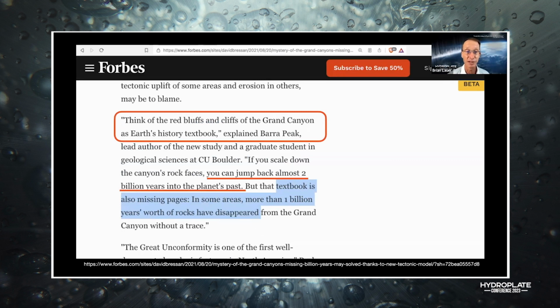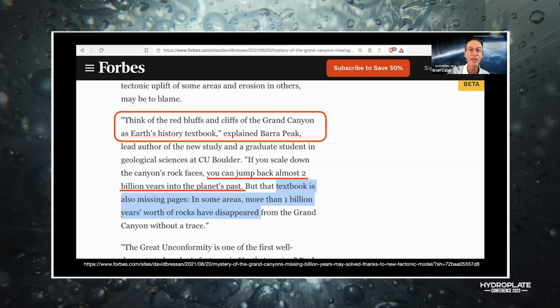But that textbook is also missing pages. In some areas, more than 1 billion years worth of rocks have disappeared. 1 billion years of rocks have just disappeared. Think that through. 1 billion years. And how old is the Earth? What, 4.5 billion? And so we just lost a quarter of the Earth just somehow?